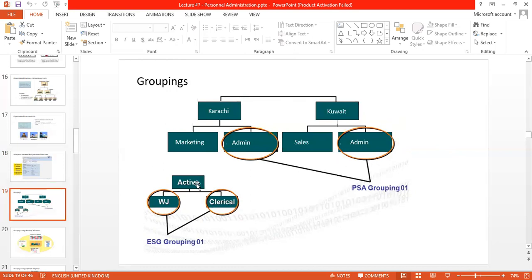Okay. Active is employee group. Working journalist and clerical, this is employee subgroup. Okay, so subgroup grouping can be clubbed together in a group for payroll settings.